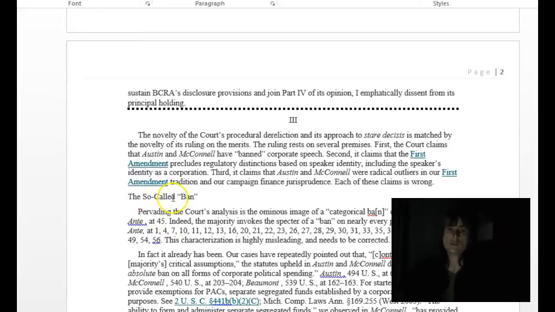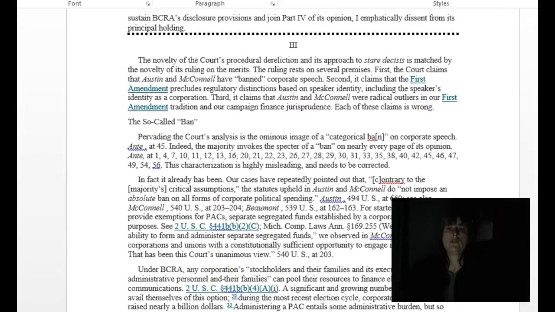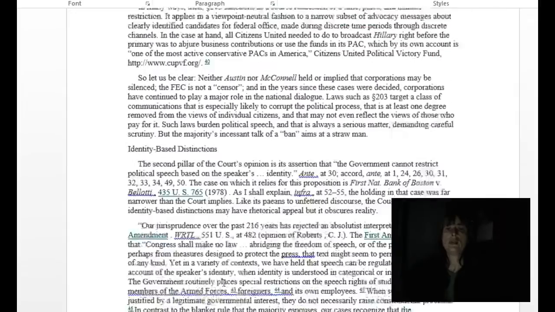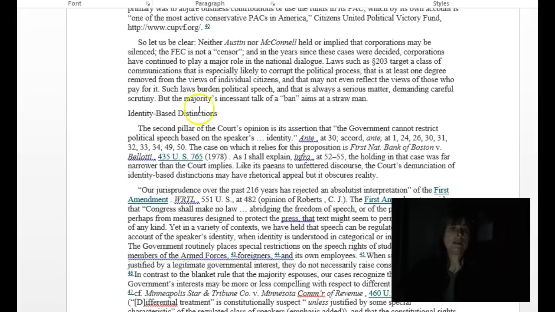So here's the first part, the so-called ban. That's the first one here. And then if you scroll through, you'll find the second part, identity-based distinctions. So what you need to do is kind of back up a little bit and think about what are the main arguments in each of these parts. What is he trying to say about identity-based distinctions?